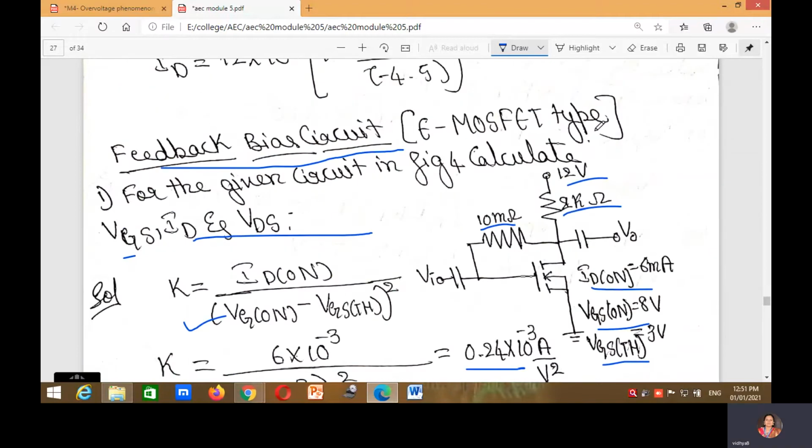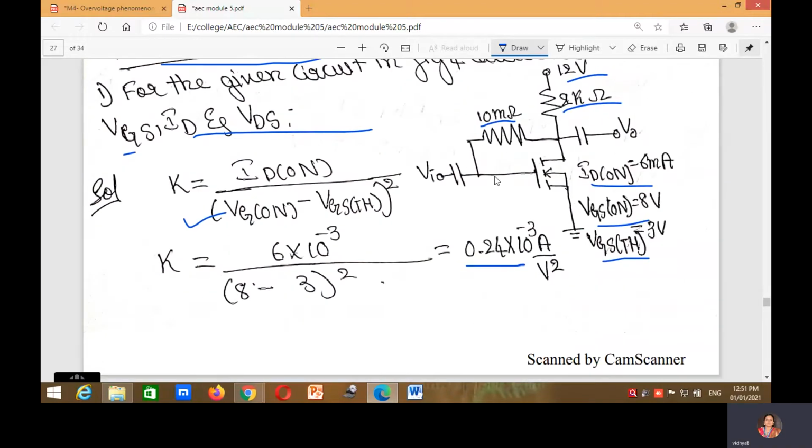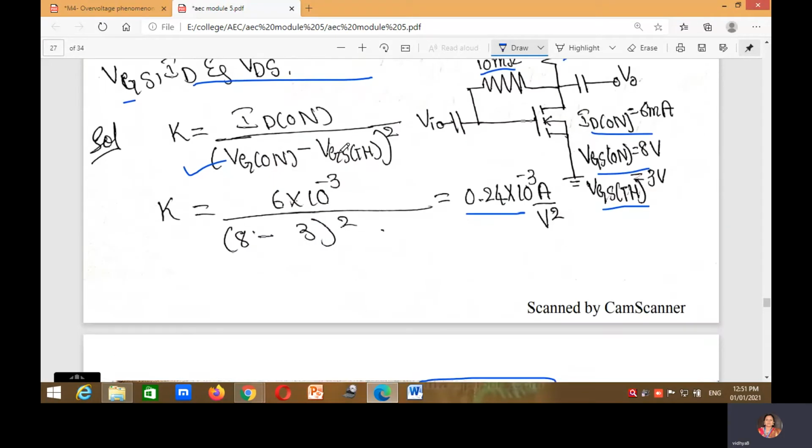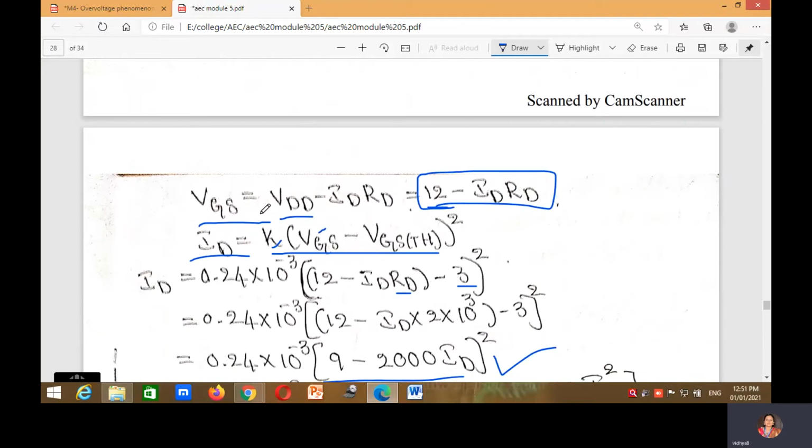Feedback bias circuit, E-MOSFET type. For the given circuit, they have given the circuit diagram and the values of each parameter. We need to find K, which is equal to ID(on) divided by (VGS(on) minus VGS(Th)) whole square. We know all the parameter values. Substitute, and you will get 0.24 into 10 to the power of minus 3. That is the K value. VGS is equal to VDD minus ID into RD. That is, the VDD value is 12 volts minus ID into RD.